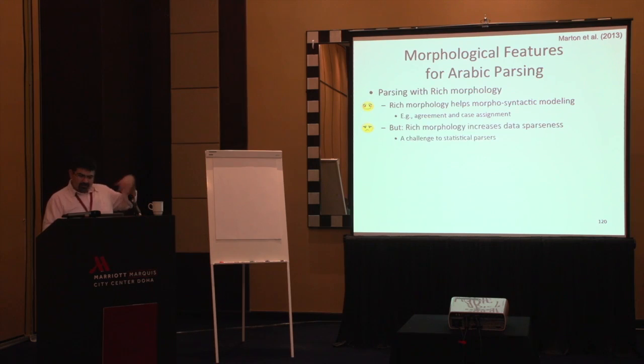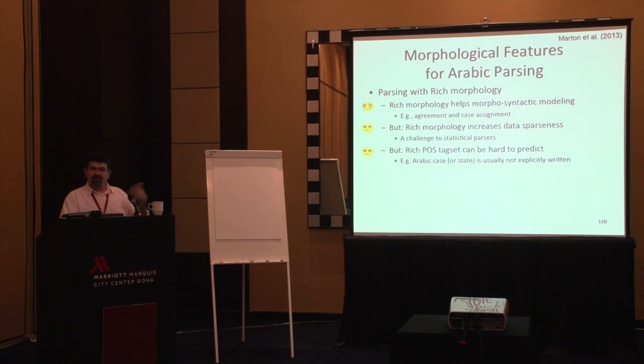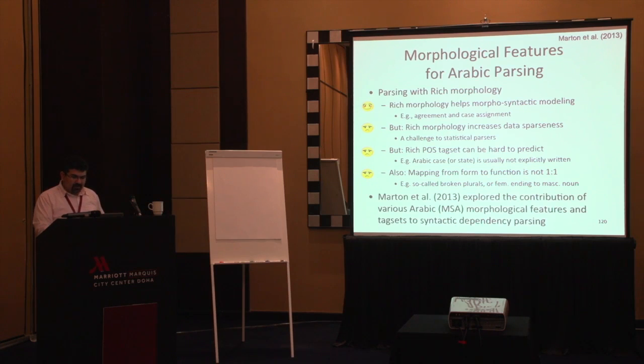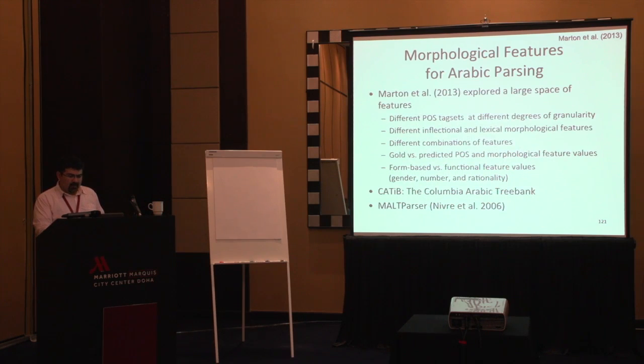So this is kind of the rich morphology principle: it helps, but it's hard to get, and it increases sparsity of the data because you have lots of different forms. Also, of course, in the case of Arabic, there's this discrepancy of form and function that just adds to the complexity of things. So what we wanted to do is explore the space of possible features and how they can be used. This is a CL, Computational Linguistics journal article, so it's kind of long. I'll be summarizing it here.